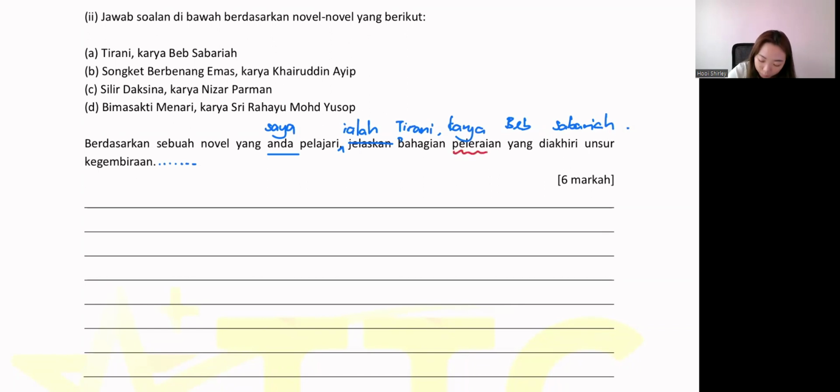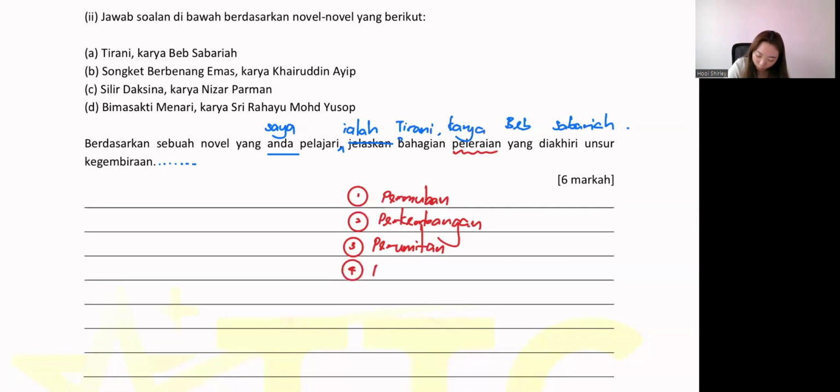Then what is peleraian here? Peleraian here is asking you the plot. Actually, peleraian is the penutup. Because all the story, it was started off with permulaan. After the permulaan, it's perkembangan. After the perkembangan, the story becomes a lot of conflicts, perumitan. Then is the climax part. Climax part is what we call puncak. Then is the ending. Ending is peleraian. So they are asking for the ending part.